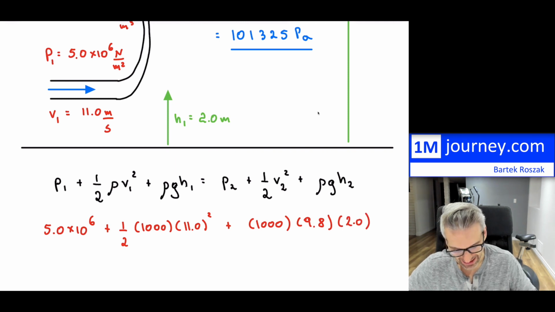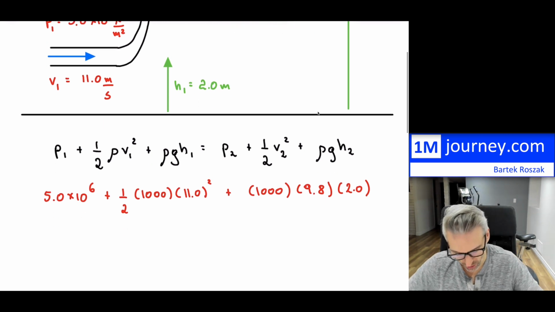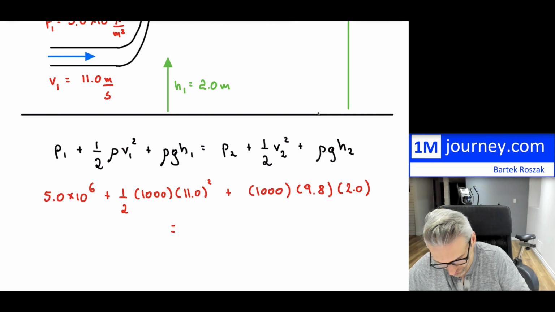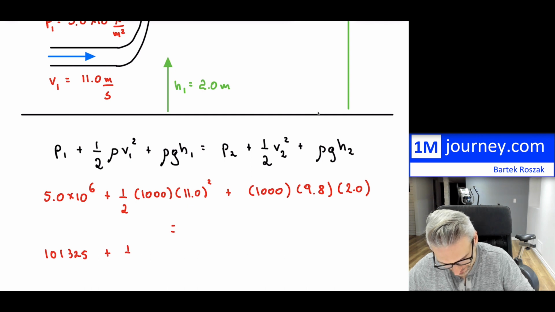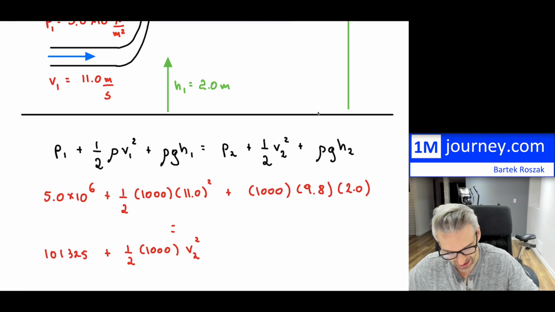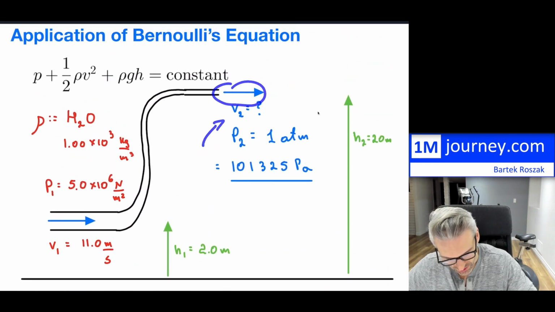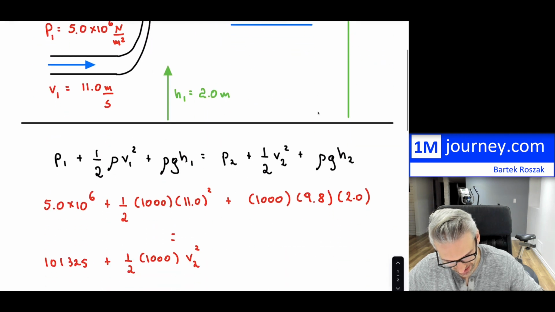All right, so that's the left-hand side that you have. Now, all of this is supposed to be equal to, now notice the right-hand side. On the right-hand side, I have 101,325. That's the atmospheric pressure on the outside. This is going to be 1/2, notice this is the density, times the speed of that exit point. So that's the exit point over here, right? That's what we're trying to find out in here.